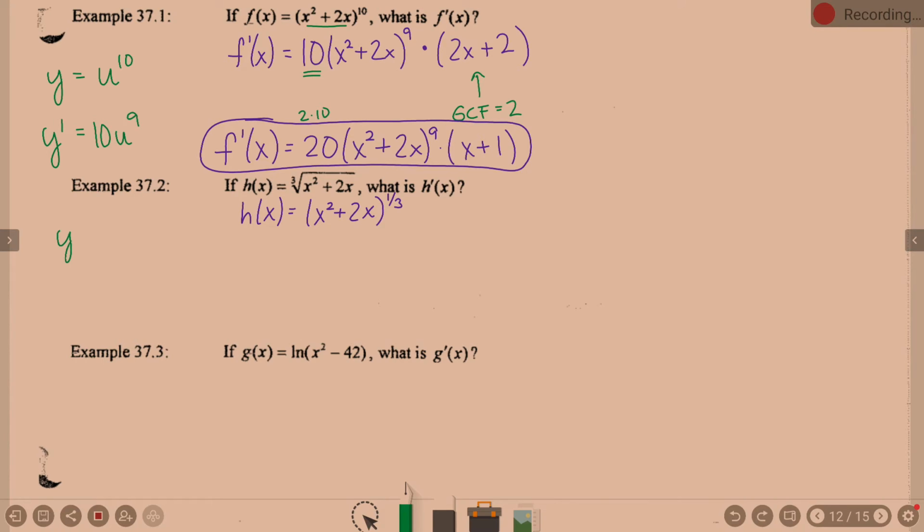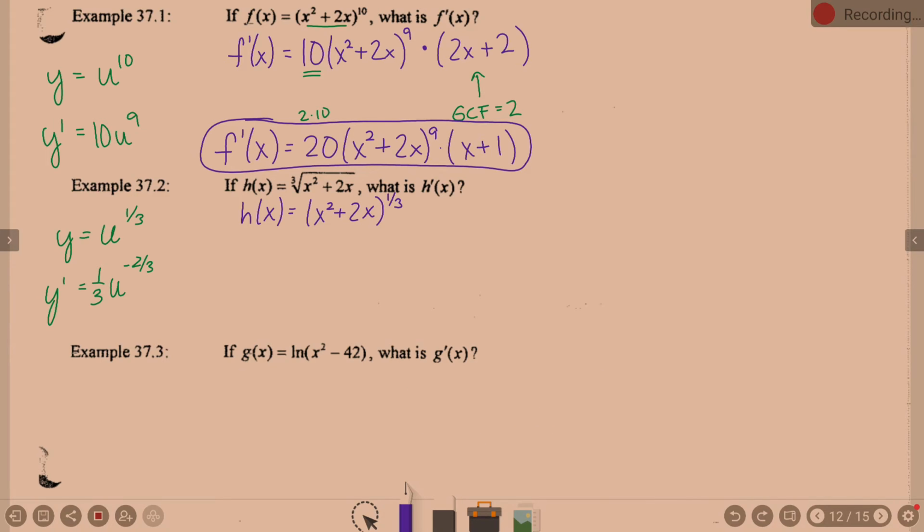So if you think about this being u to the 1/3, okay, make your brains work. What is the derivative of u to the 1/3? 1/3 out front, u to the 1/3 minus 1 is negative 2/3. No one said this one was going to be pretty, right?